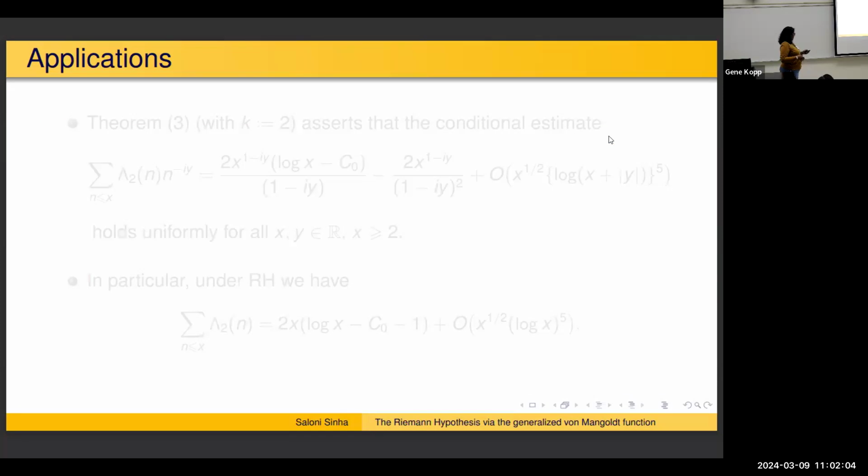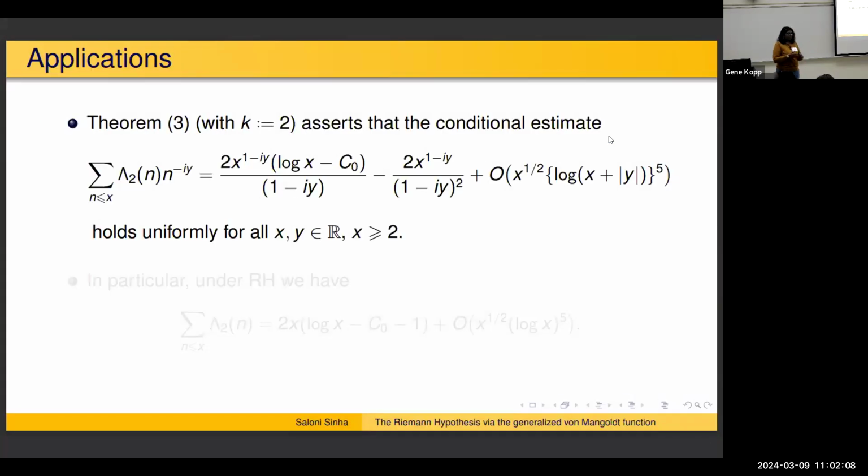Okay, so with this one, we also get to write out this form for the generalized von Mangoldt function, lambda sub 2, which is basically just mu star log squared. We get this sort of an estimate right here. We have this main term, this error term, and it holds uniformly for all x, y, and r, x bigger than or equal to 2.